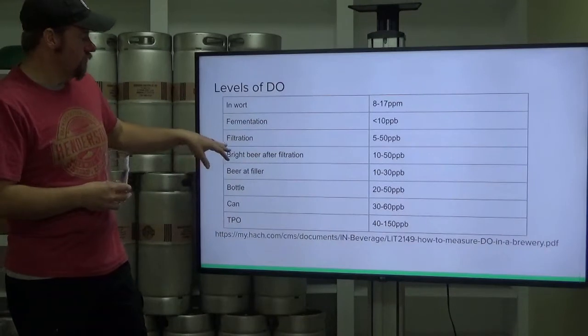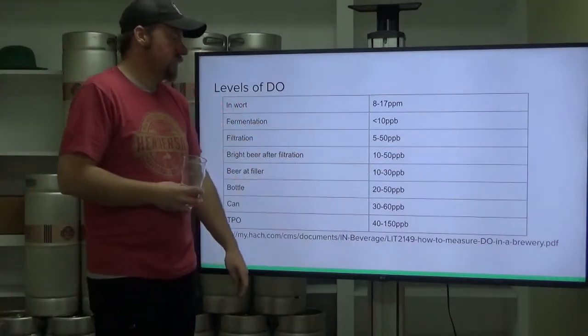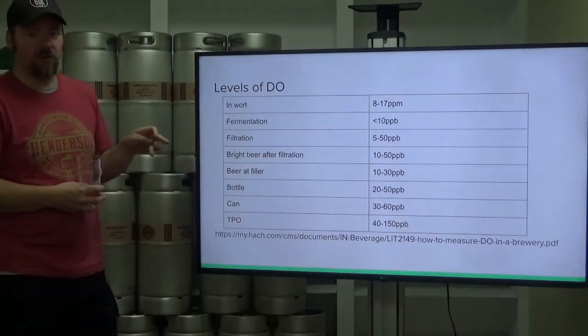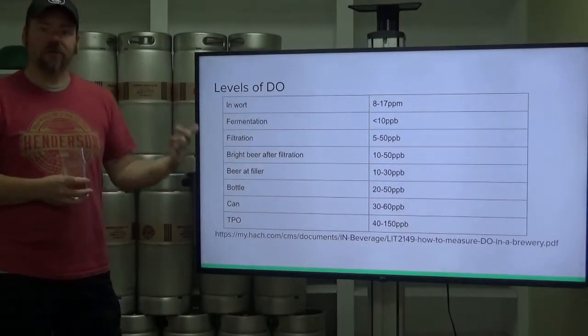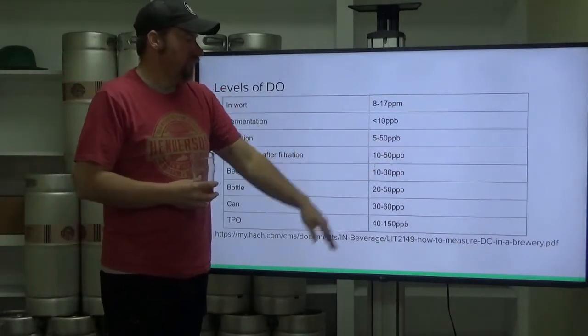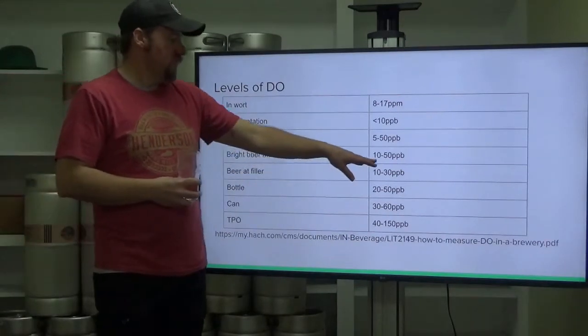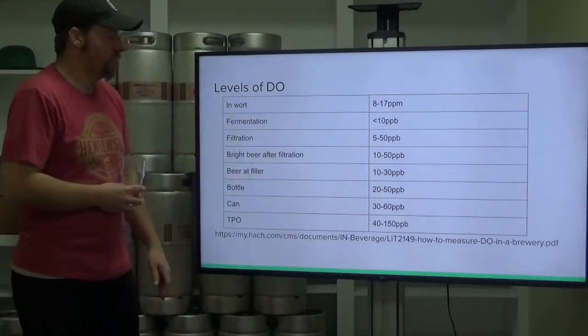So for filtration, this is a number that we would like to see, and that's one of the issues that you see with the plate and frame filter: trying to purge all the oxygen out of that filter media. We're looking at a pickup of 5 to 50 parts per billion. Bright beer after filtration needs to be between 10 and 50 parts per billion.